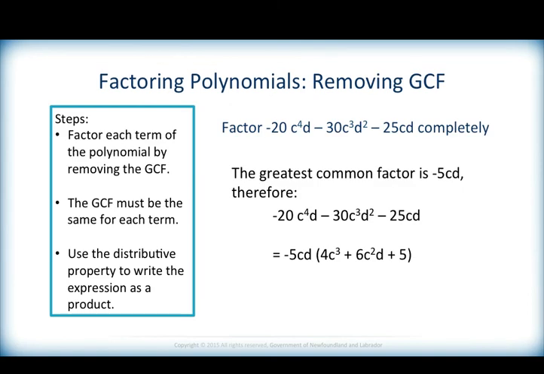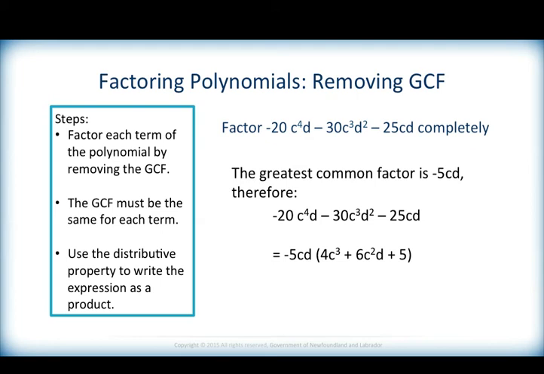Our next method is removing the greatest common factor. So if we have negative 20c to the 4 times d, subtract 30c to the 3 d squared, subtract 25cd, and we need to factor that completely, we need to look at the greatest common factor that can be removed from each term. That's our first step. So negative 20, negative 30, and negative 25. What is the highest factor that can be removed there? Well, from negative 20, negative 30, and negative 25, we are able to remove negative 5.